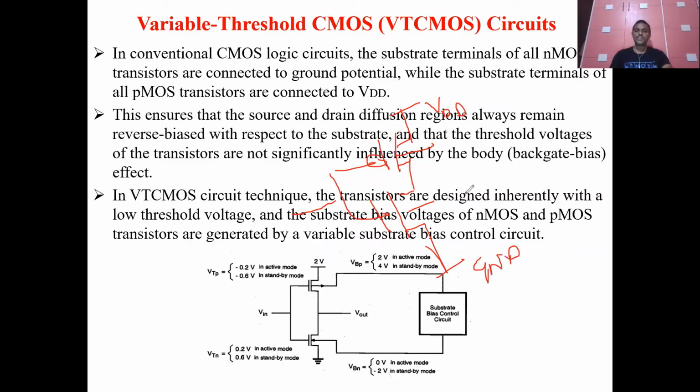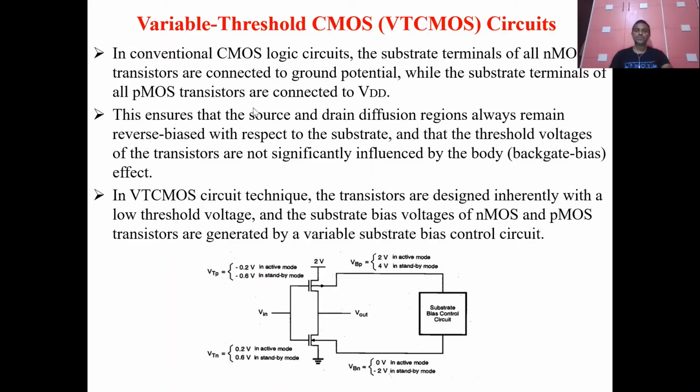So this is the NMOS, and its substrate or body will be shorted with the source. This one is the source and this one is the drain. At the same time, for the PMOS we short the substrate to VDD. So the substrate or body will always be connected to VDD. In a conventional CMOS logic circuit, the substrate terminals of all NMOS transistors are connected to the ground potential, while the substrate terminals of all the PMOS transistors are connected to VDD.